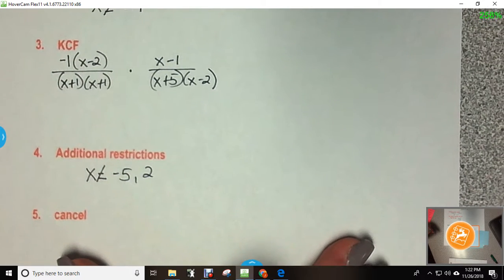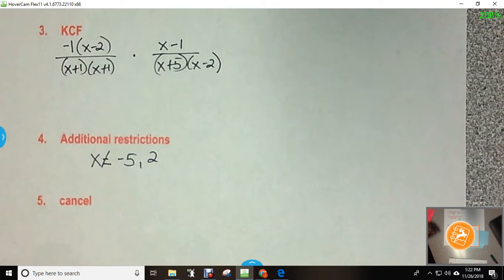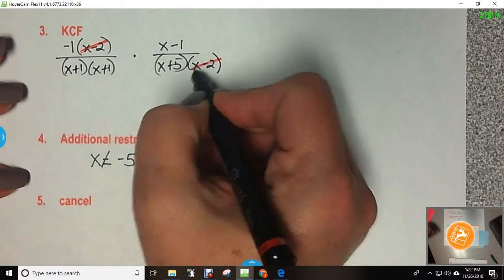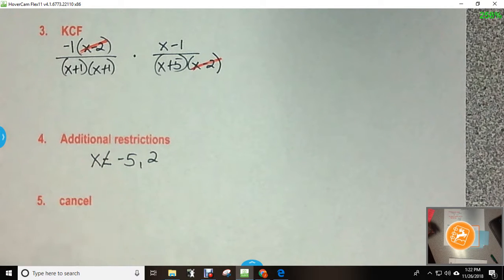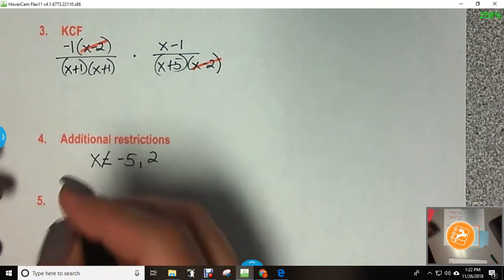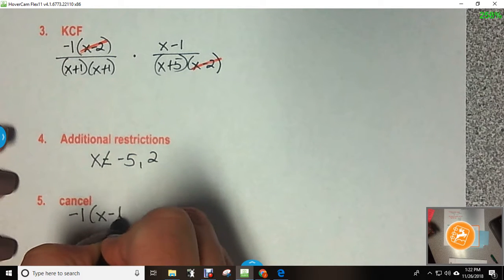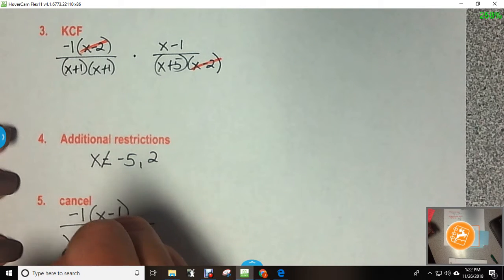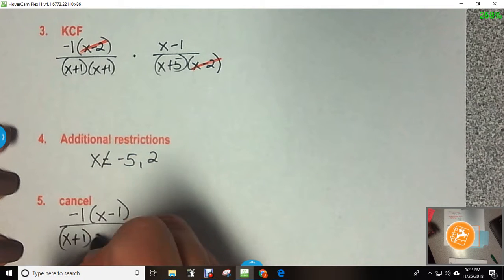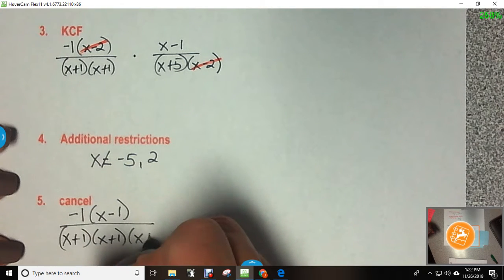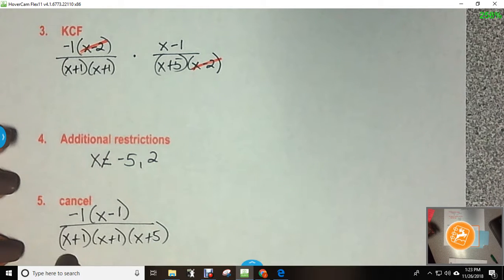So now, let's cancel stuff. I can cancel my x minus 2's. I can't cancel anything else. So I get -1 times x minus 1 over x plus 1 times x plus 1 times x plus 5. Because there's 3 factors there, I'm just going to leave it.